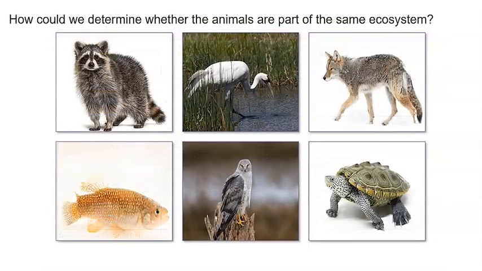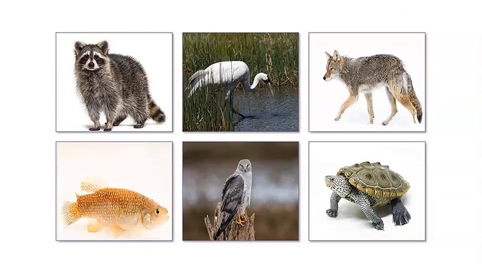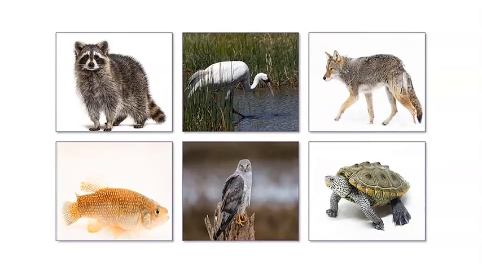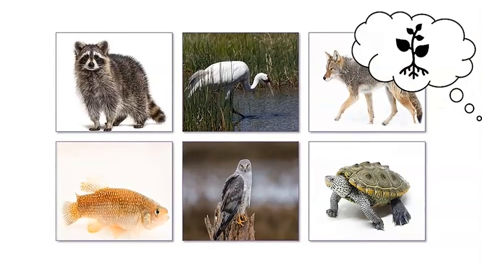How can we determine whether the animals are part of the same ecosystem? Well, we would need to find out if the animals live in the same area. We would also need to find out if the animals move matter around to each other in a food web. This matter includes the animals and plants each animal eats.